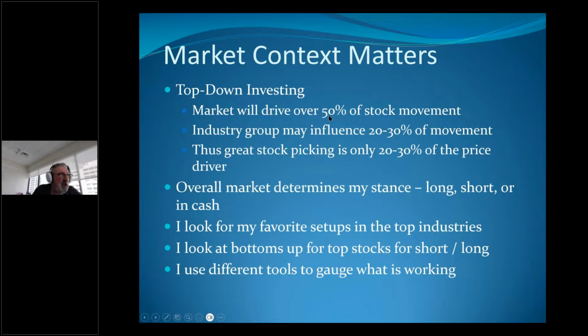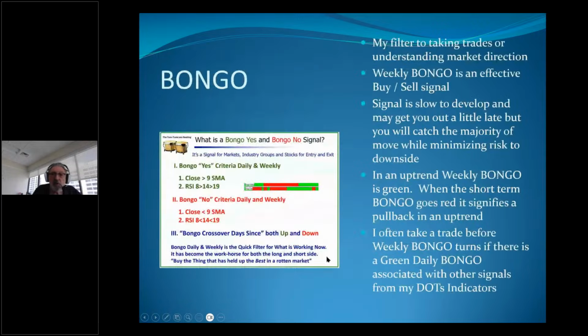And then bottoms up is I just look for the flashy, shiny object that's setting up the most. And I still do that. That's the fun stuff. But in my history, the ones that are driven by industry groups that are leading have a better chance of working than the shiny object that's breaking out in a bad industry. And then different tools to gauge what's working. So this is a slide. But I didn't lie. This is actually the first indicator that I want to teach you about because it becomes pivotal in what I do, how I do my explorations, and how I look at a timing model.